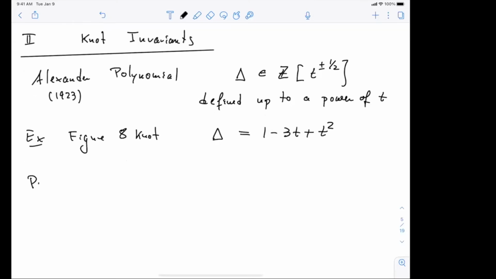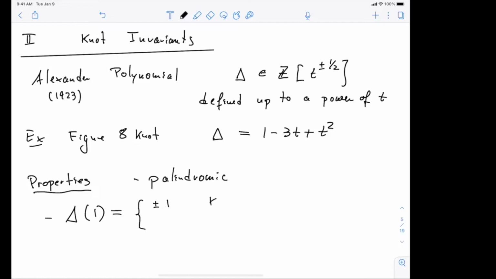This is a very old knot invariant, and has been heavily studied. It has interesting properties. Let me just mention a few. It's palindromic, so the sequence of coefficients is a palindromic sequence. If you evaluate the Alexander polynomial at 1, you get plus or minus 1 if you have a knot, and you get 0 if you have a link with at least 2 components.